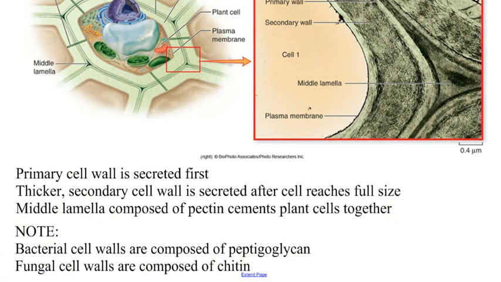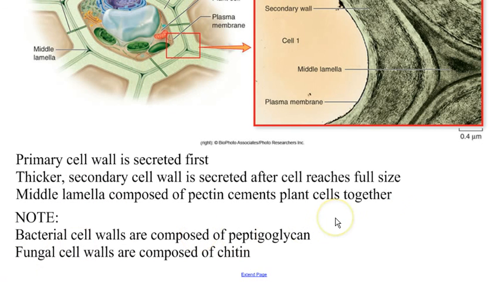And a little note, you already know this, but bacterial cell walls are composed of peptidoglycan, and fungal cell walls are composed of chitin.